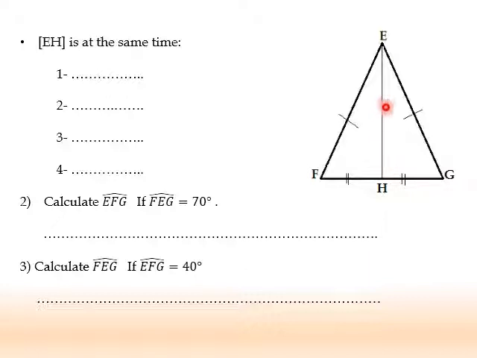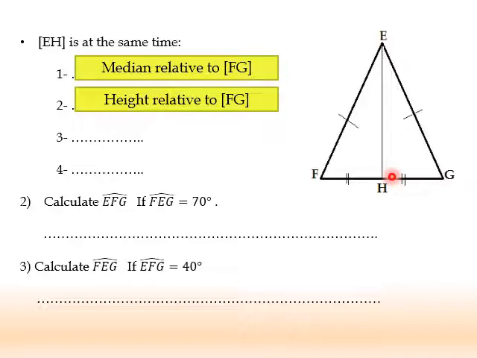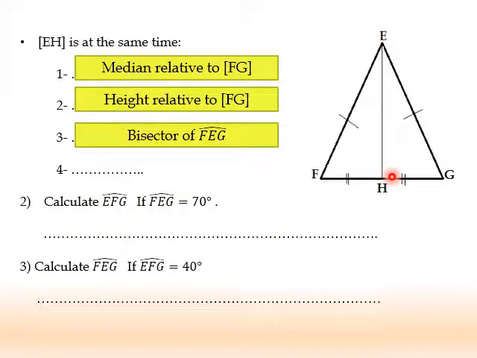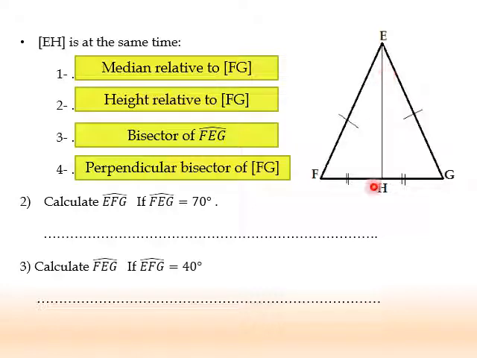Now, EH is at the same time a median, since H is the midpoint of FG and EH is a segment issued from the vertex E to the midpoint of the opposite side. It's a height relative to FG since EH is perpendicular to FG. It's also a bisector since FEH equals HEG, and it's the perpendicular bisector of FG. It's perpendicular to the base passing through its midpoint.